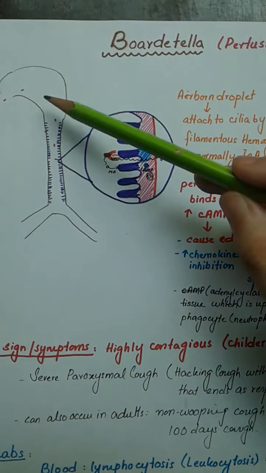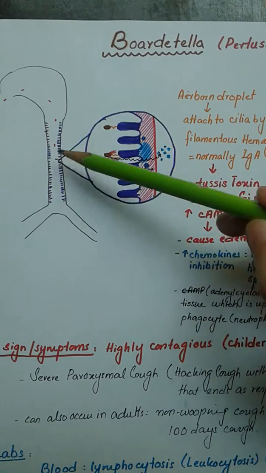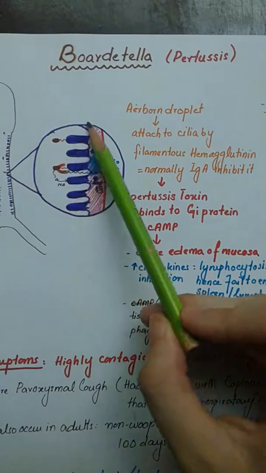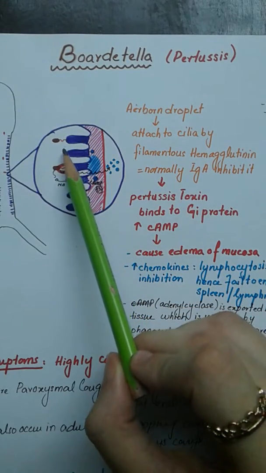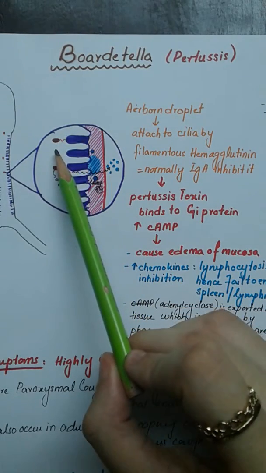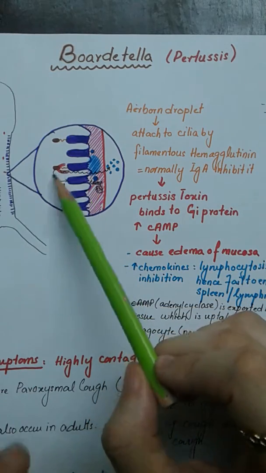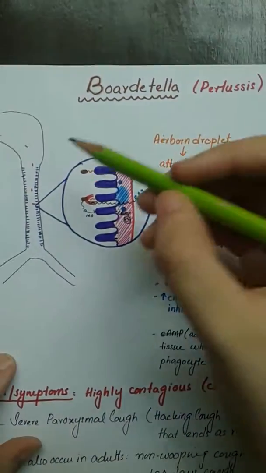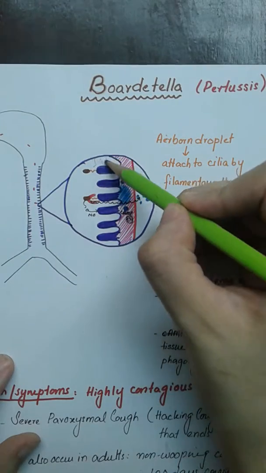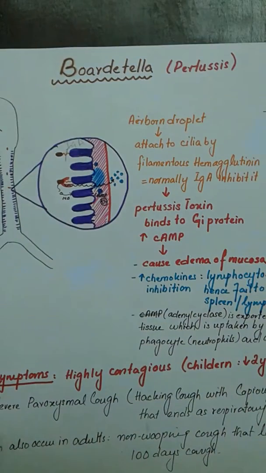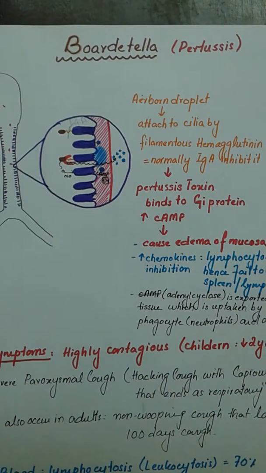When this organism enters the body, it attaches to the cilia. It attaches to the cilia by specific filaments known as filamentous hemagglutinin. If our IgA and antibodies are sufficient in amount, they help in preventing the binding of this organism. Similarly, it means our immunity is quite strong, so it is not allowing pertussis to happen.